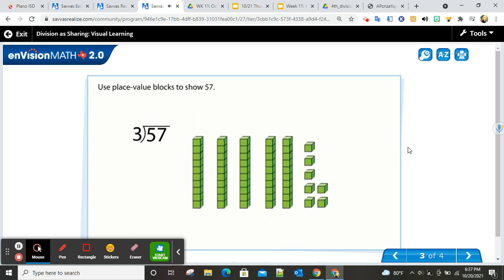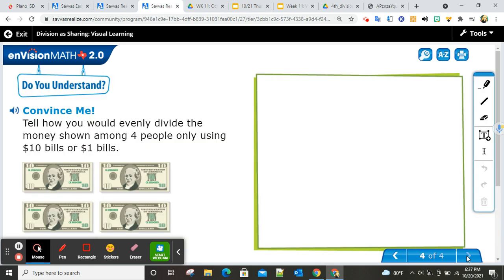Use place value blocks to show 57. Divide the tens into 3 equal groups. How many tens are being divided by 3? Well, 1, 2, 3, 4, 5. Now, tell me how you will divide evenly.